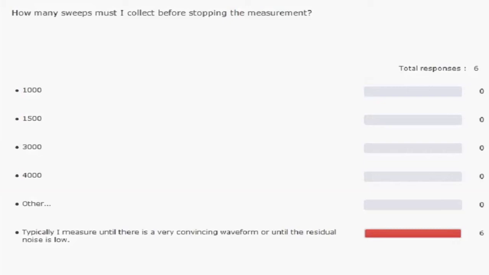But basically this guideline could have changed as soon as the residual noise number became available. So today the answer is a fixed number isn't necessary. You need to measure until you have a very convincing waveform, or until the residual noise is low, and that might be much less, and it might be much more than 2000 clicks.